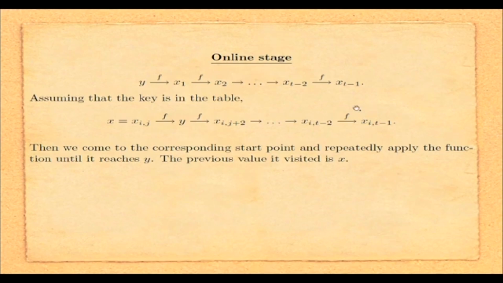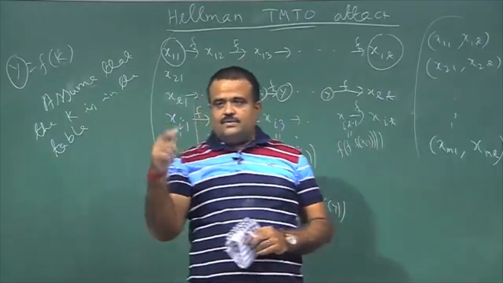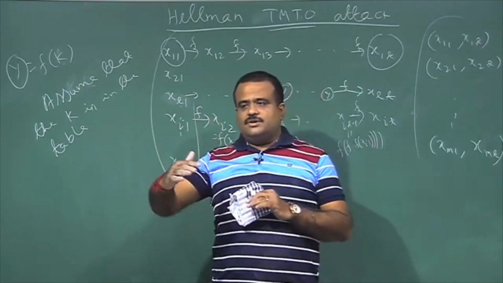if it is matching with the end point, we know the corresponding start point. So, what we do, we will keep on applying f on the start point of that corresponding row where this key is there, and then once we reach the y, we store the previous value as the key. So, that is the attack. Okay. So, this is the way we just keep on applying f on y, until we reach the y.